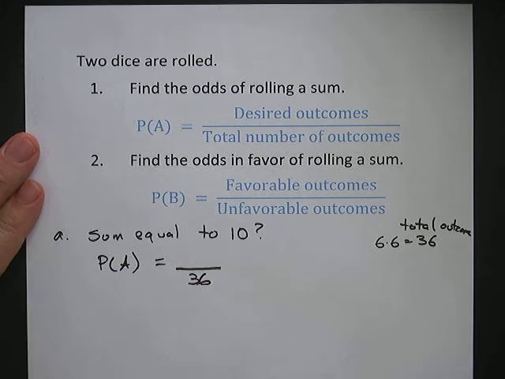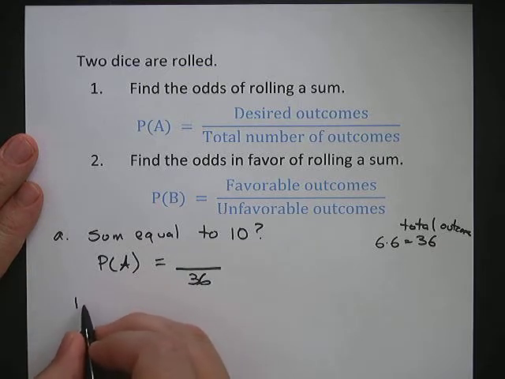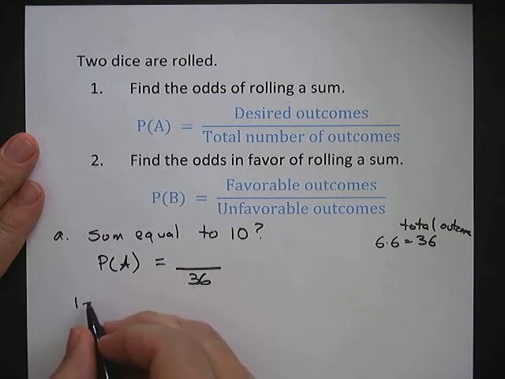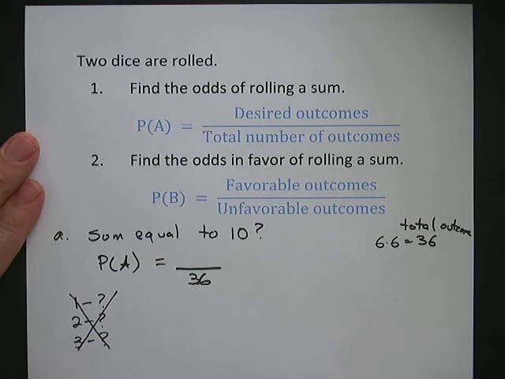Our question is what goes on top? What goes in the numerator? Desired outcomes. So how do we roll a 10? Let's assume our first die lands a 1. Is there anything that could go with a 1 to give 10? Well, the numbers only go to 6. That would have to be a 9, and there isn't one. So that doesn't work. 2 would have to go with 8? That's not possible. 3 would have to go with 7. That's not possible. So all 3 of those are not possible.